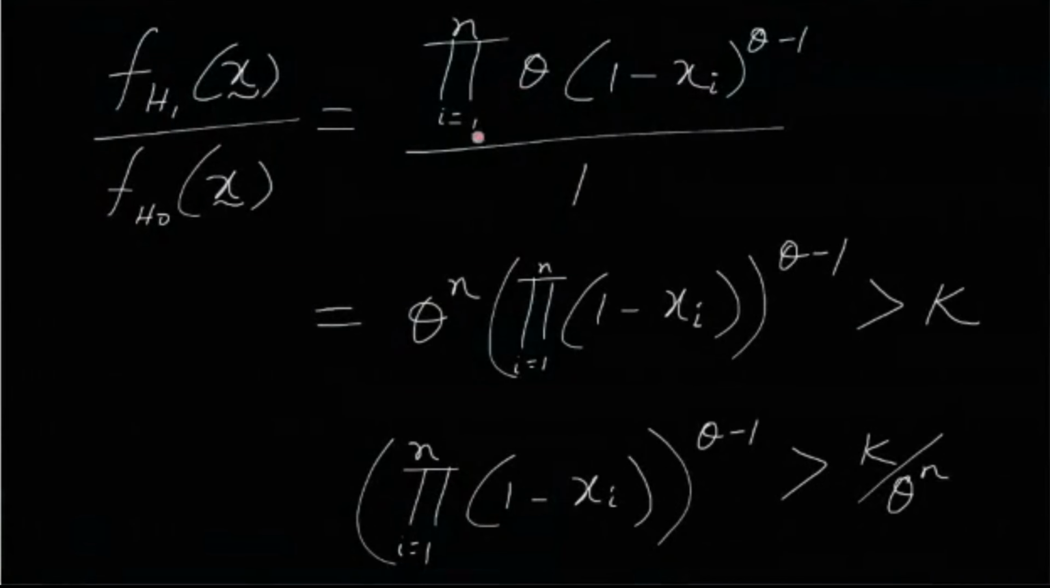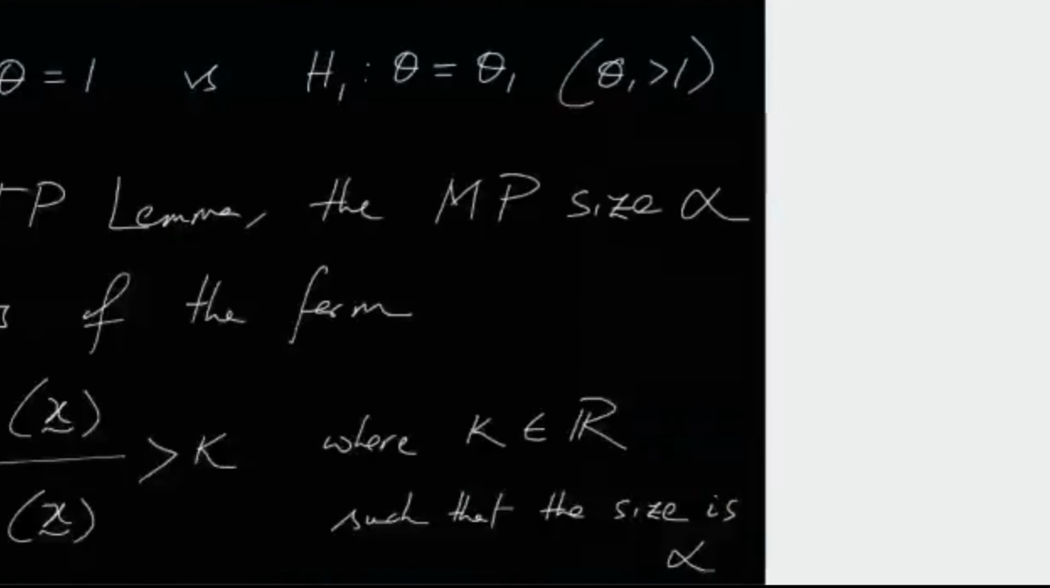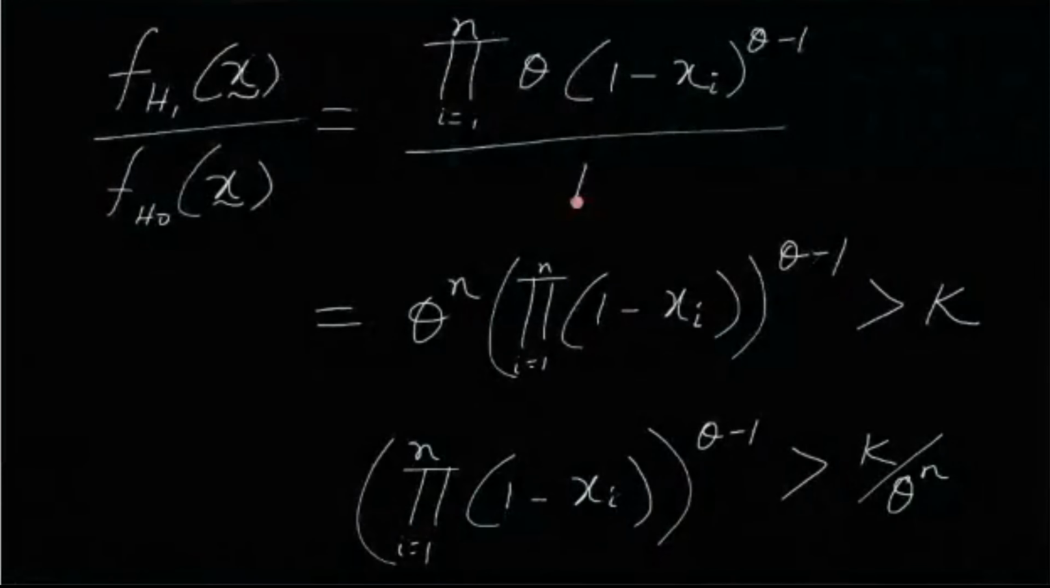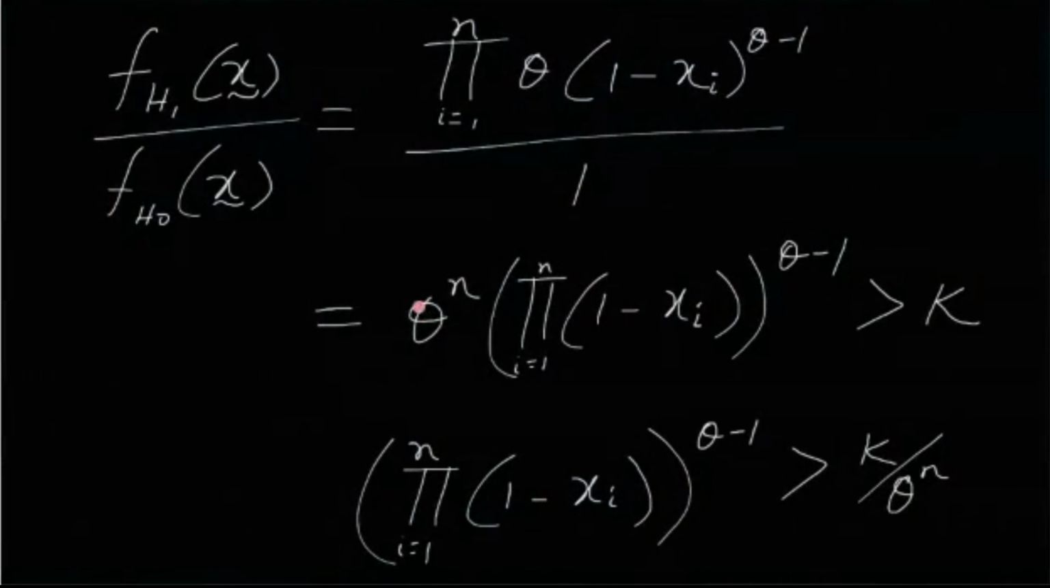So this is the product of theta times (1 minus xi) to the power theta minus 1, divided by 1, because under theta equals 1 the PDF is nothing but 1, so the joint PDF is 1. Therefore this is theta to the n times the product of (1 minus xi) to the power theta minus 1, greater than k. Now this is the product of (1 minus xi) to the power theta minus 1 greater than k by theta to the n, right?